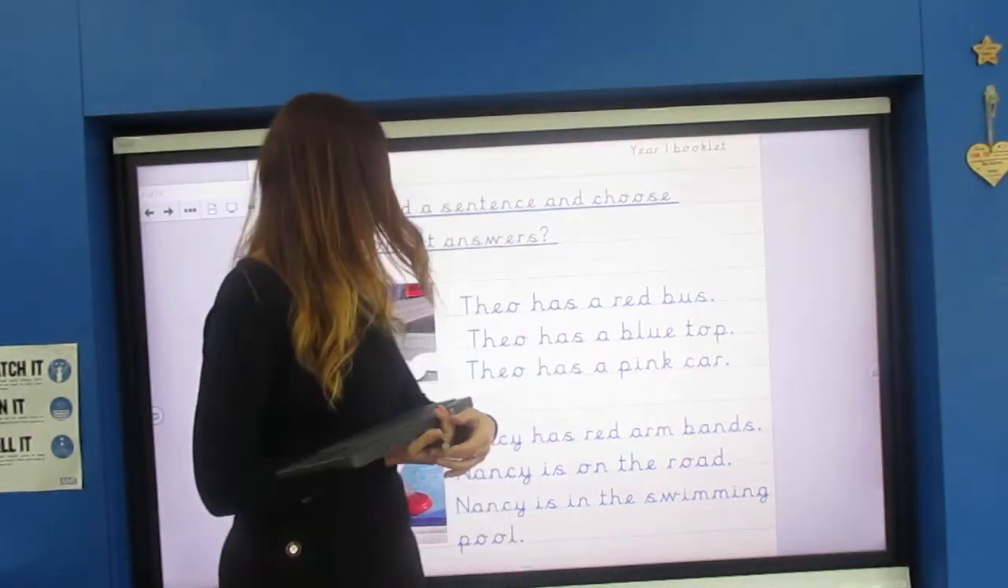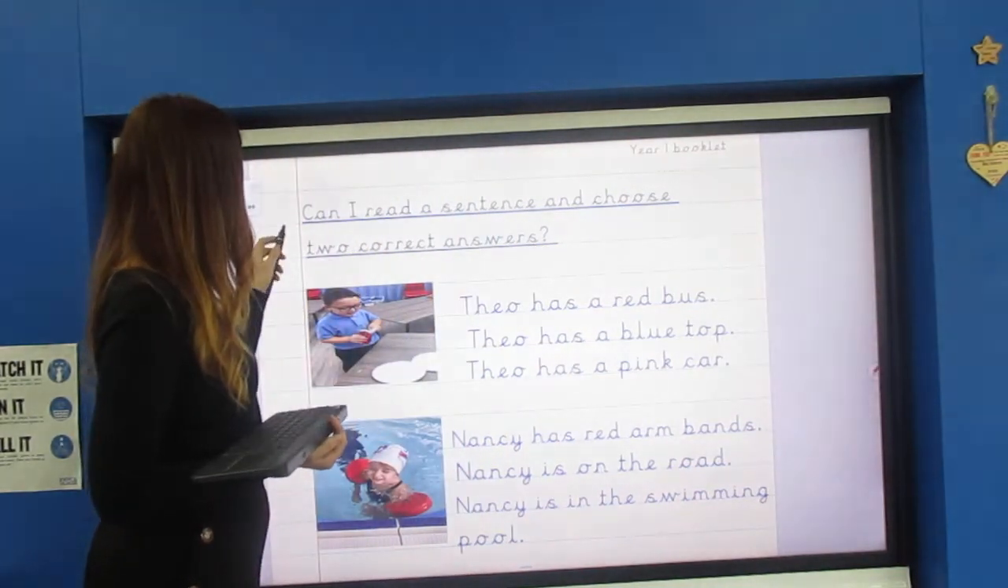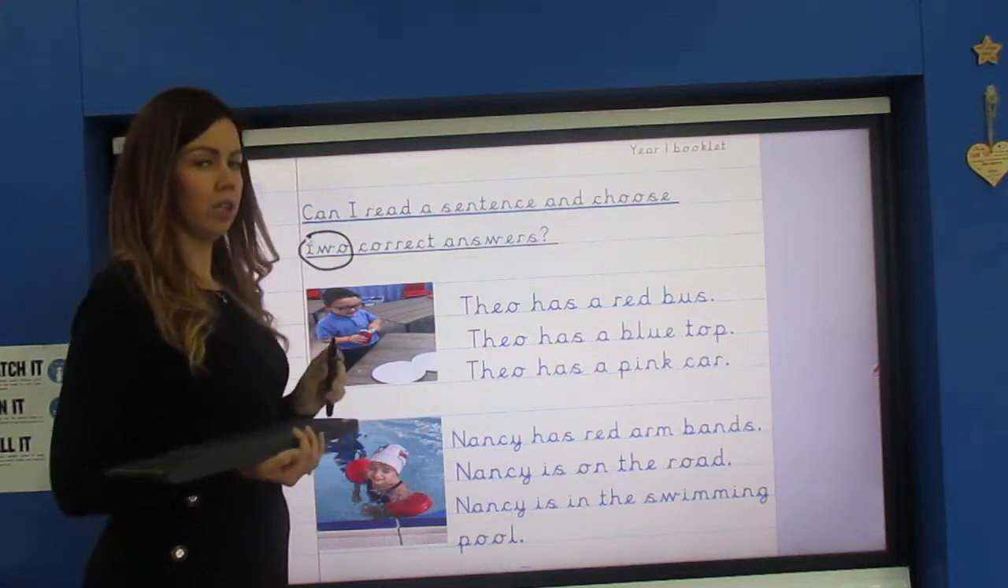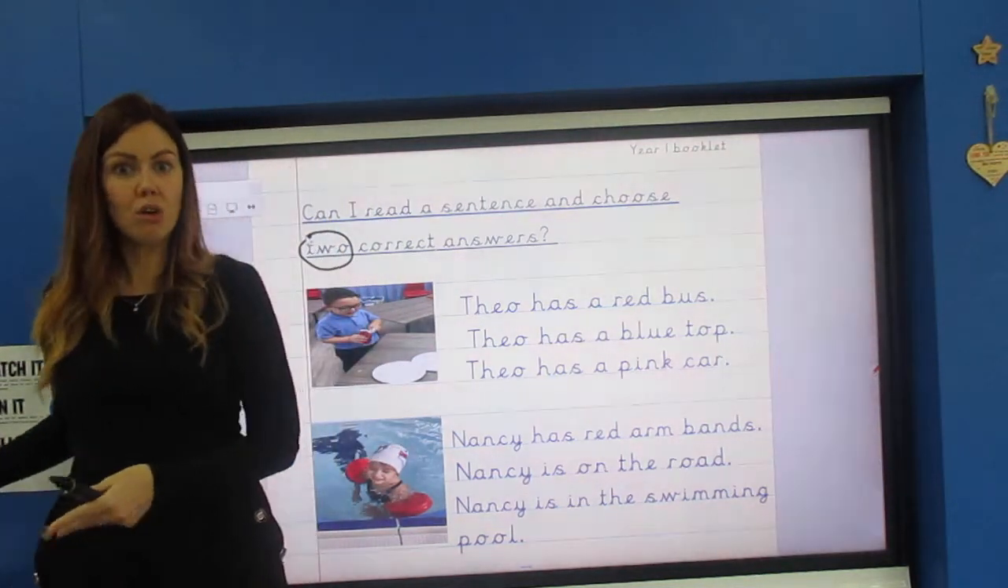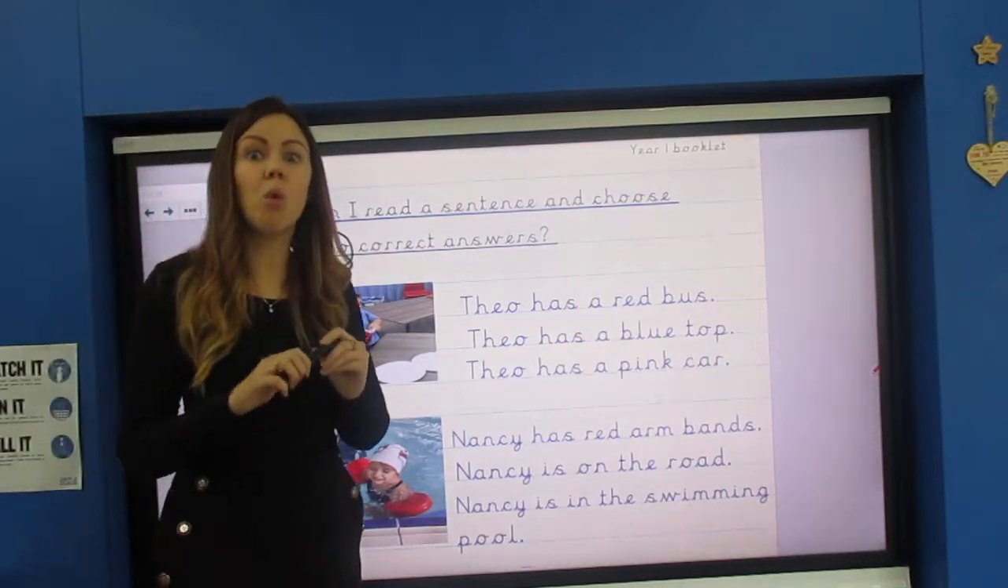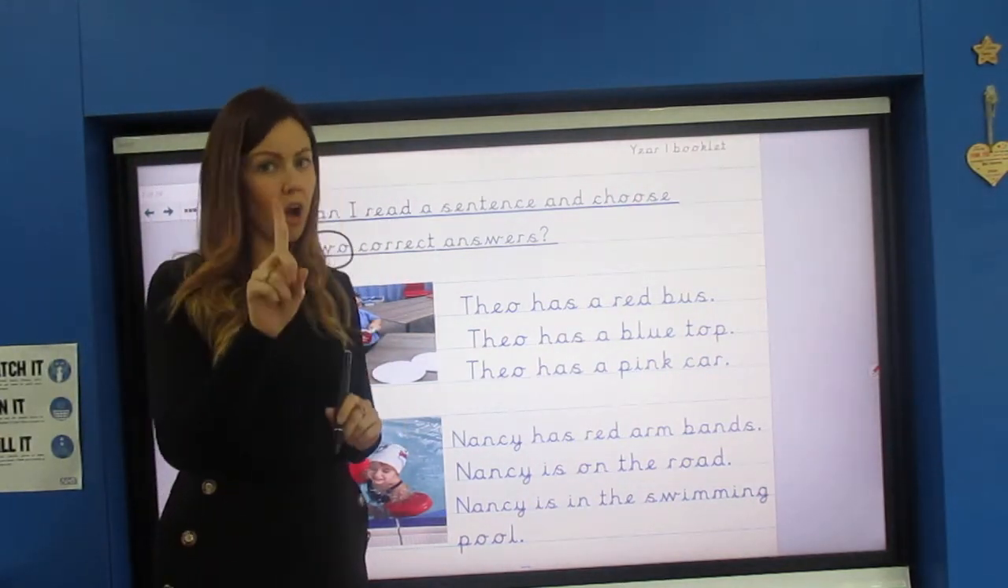That's important. I'm going to put a circle around it because it wants 2. So that's important when you're reading your question that you understand what it needs from you. It doesn't want 1, it wants 2.